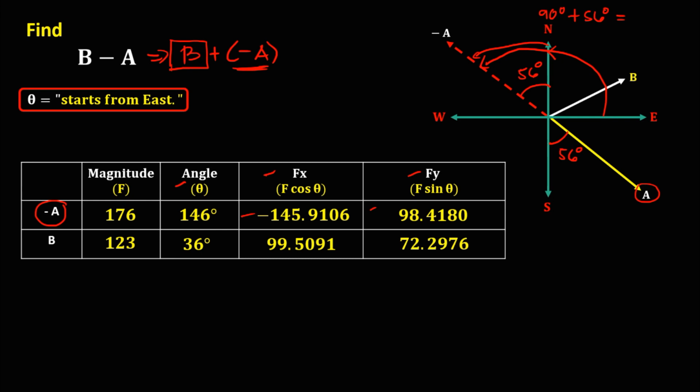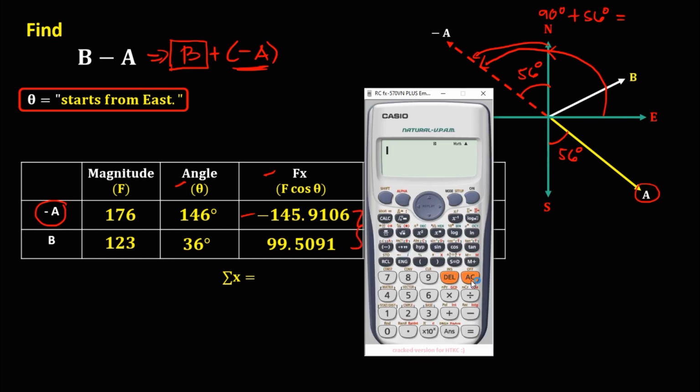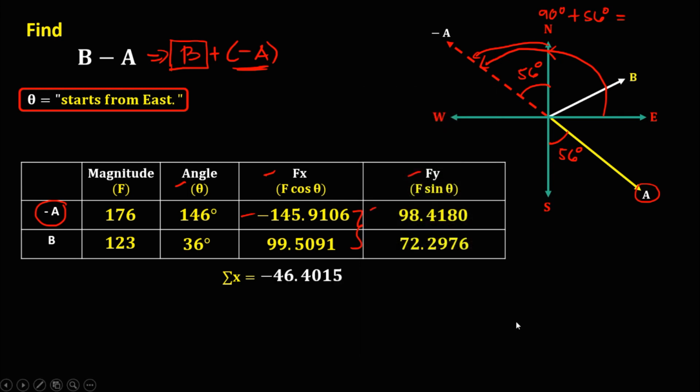Now to find out the summation of x, just add all these numbers. So we have negative 145.9106, then plus 99.5091 equals negative 46.4015. So this is now the summation of x.